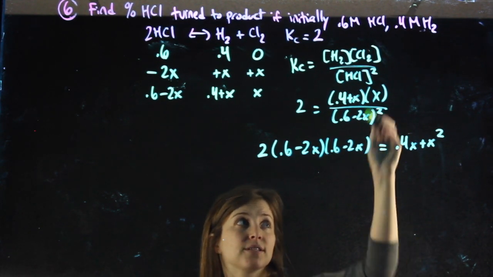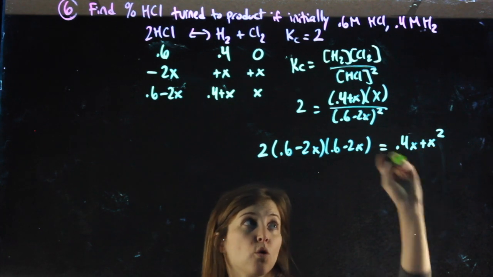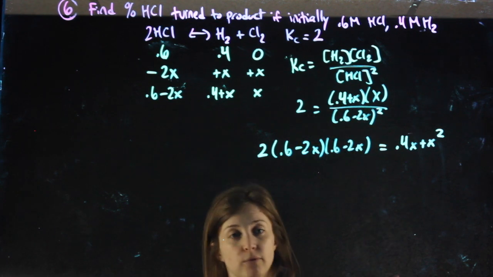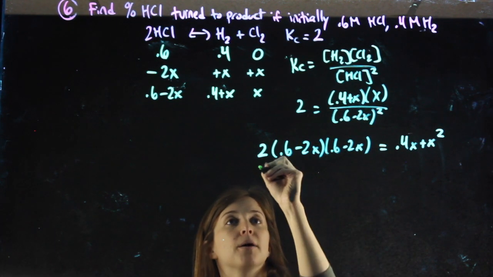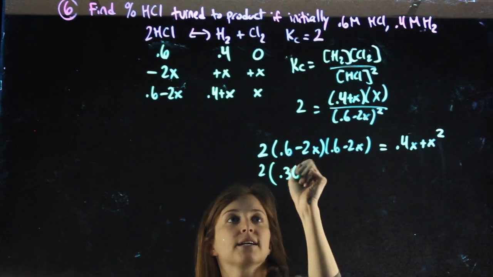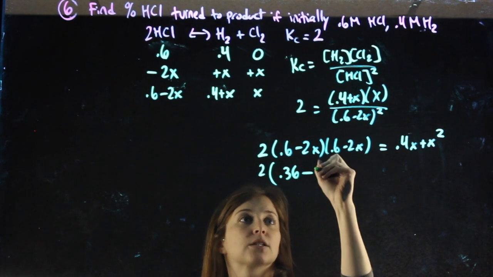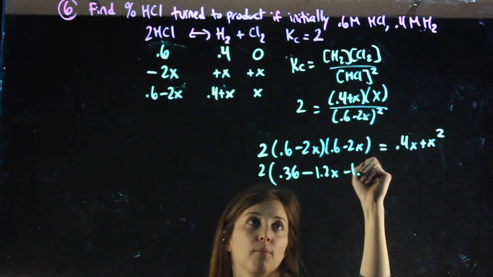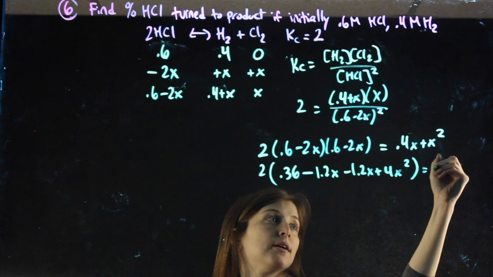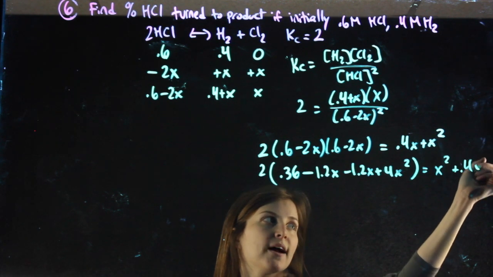I can't square root because even though I get x squared on this side, this whole thing isn't squared. So I wouldn't just simplify that in square root. It doesn't work. Simplifying this, 0.6 times 0.6 is 0.36 minus 1.2x minus 1.2x plus 4x squared equals x squared plus 0.4x.